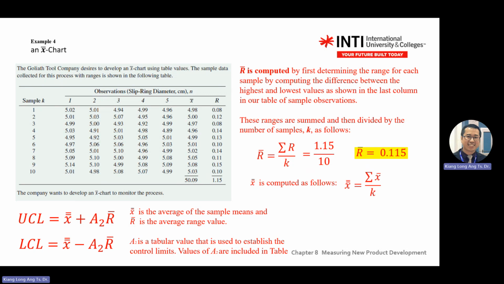So X double bar, take the mean: all the means divided by the number of samples. In this case, 15.9 divided by 10. All right, so X double bar is 5.01.